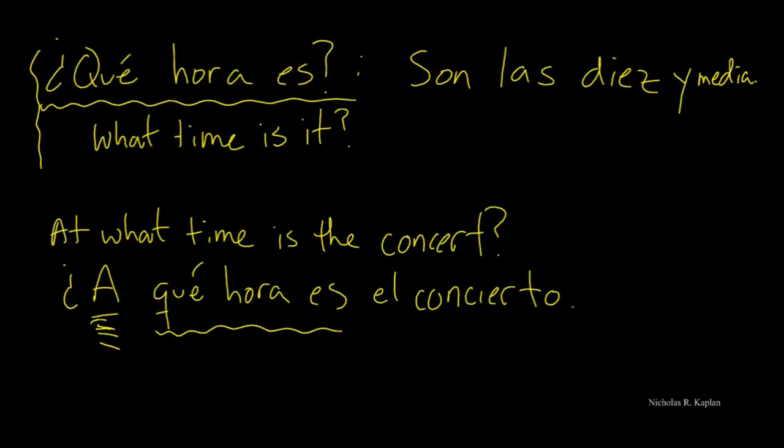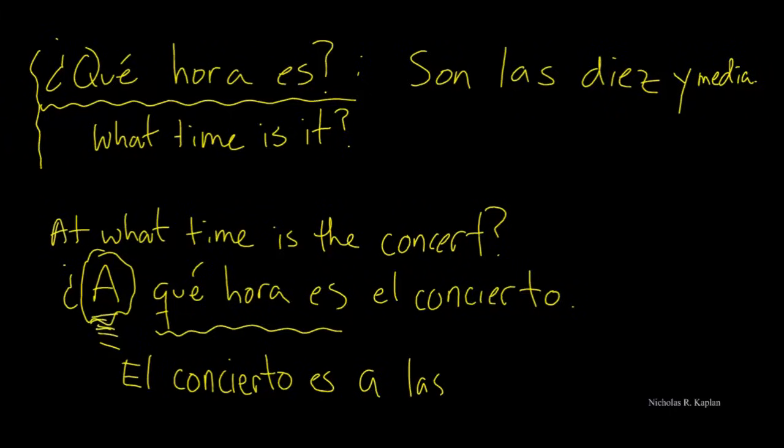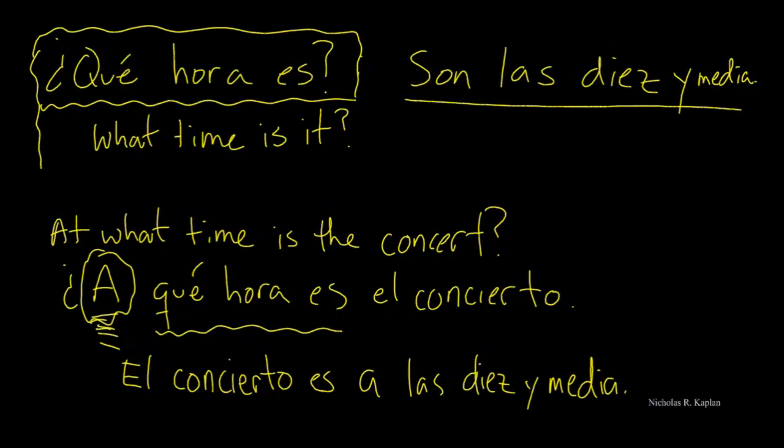And in our response, since we added an a to the question, we have to add that a to our response. And so we would say the concert is a las, and let's make it also at 10:30. So we have two questions. The one is to ask, what time is it? Son las 10:30. At what time, we're going to add an a, and then we will add that a in our response.